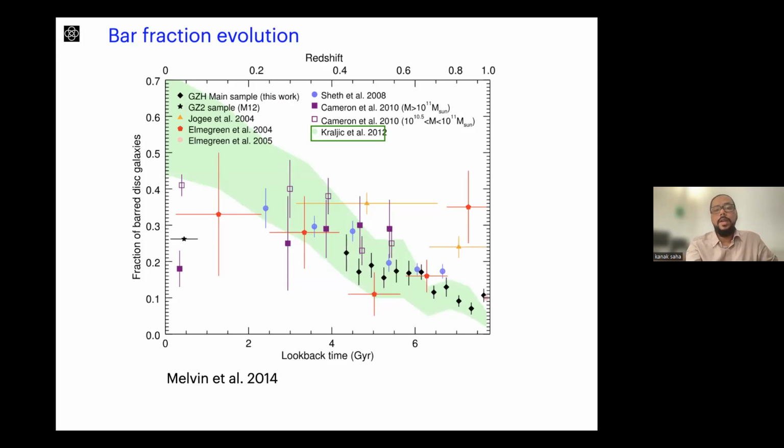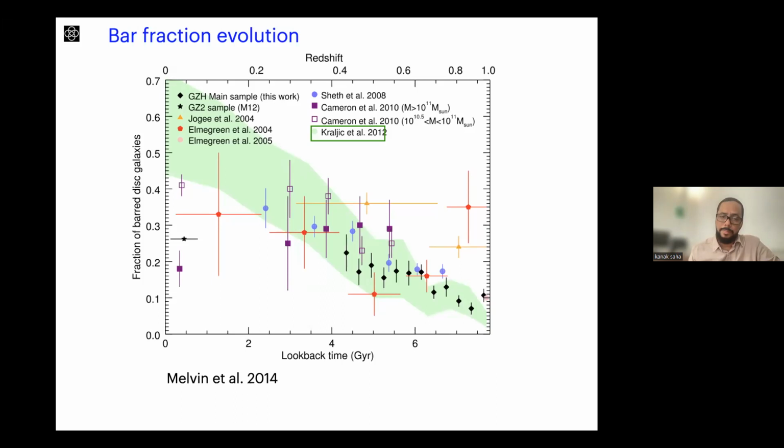The green shaded region shows the prediction by the cosmological hydrodynamical simulation, and there is still quite a bit of tension. It's not very clear. Several observations have shown, for example, if you look at Elmegreen, here you can see the bar fraction more or less remains flat up to redshift about one. And some have suggested that maybe there is a declining bar fraction, so that the early galaxies did not have bars.